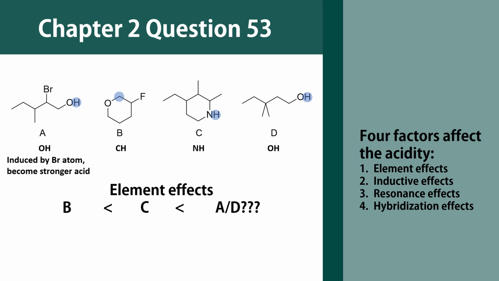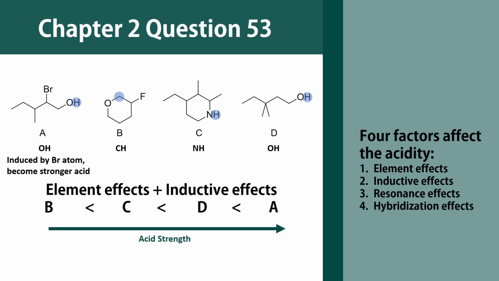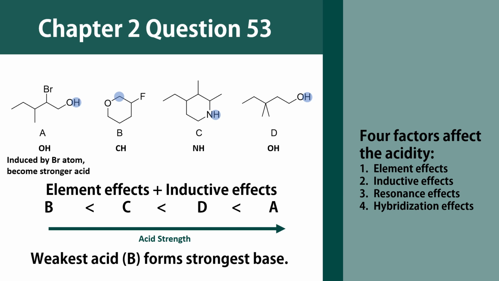For the inductive effect, we can see there's a bromine atom that pulls on the whole structure, which will make it a stronger acid. So A is stronger than D. So we can do the ranking where B, C, D, and the strongest acid is A. They want us to find the strongest base, so we just find the weakest acid. As simple as that.